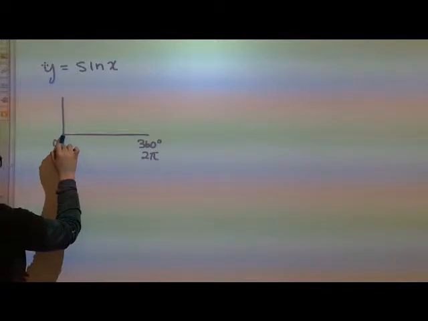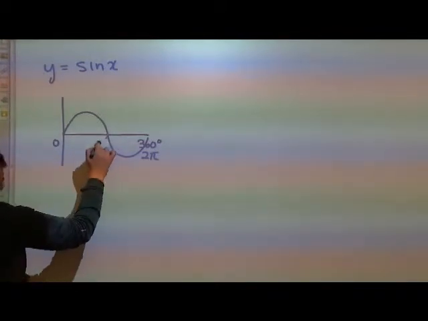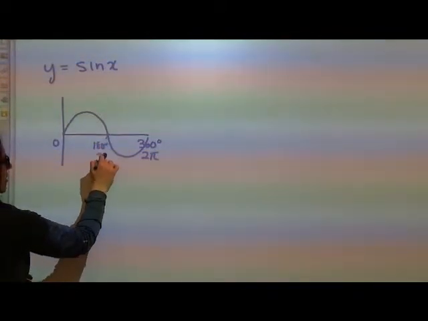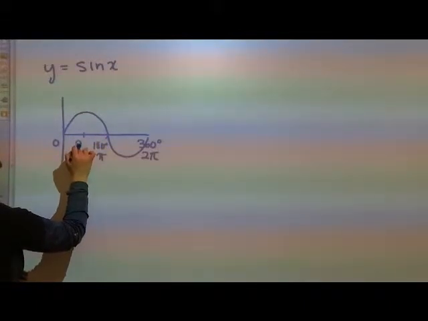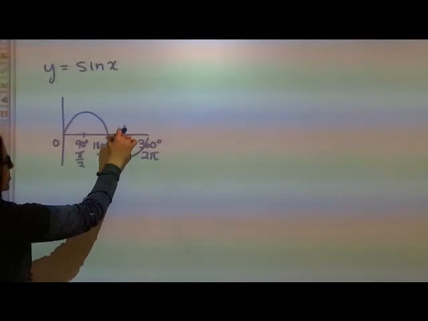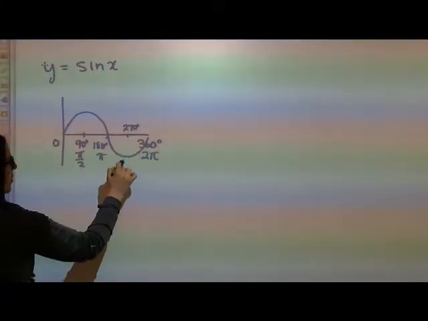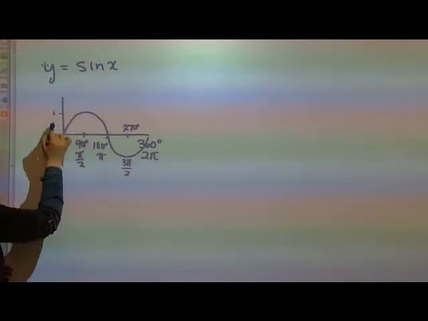Sine starts at 0 and makes this kind of a curve. Halfway through is the 180 or the pi mark. Then I've got these max that are also halfway, 90 degrees or pi over 2, 270 degrees or 3 pi over 2. A max of 1 and a min of -1.